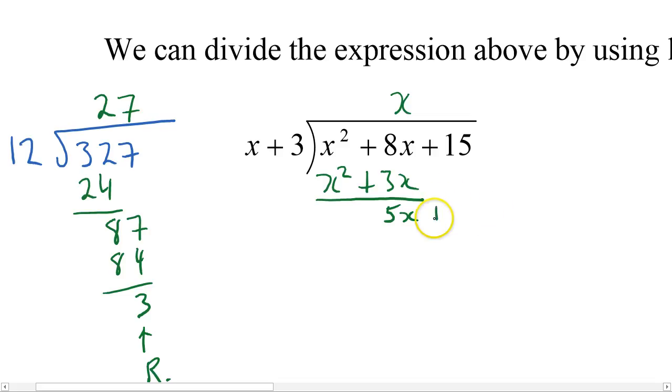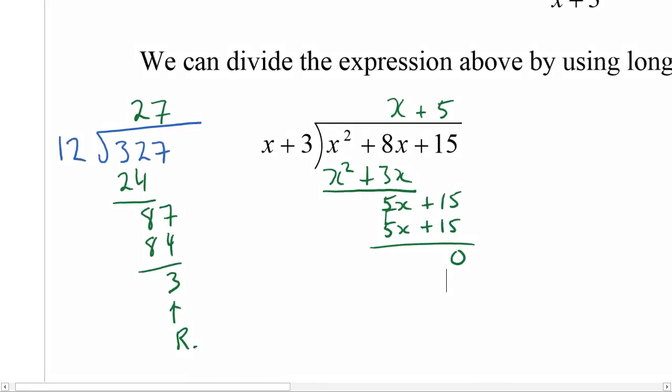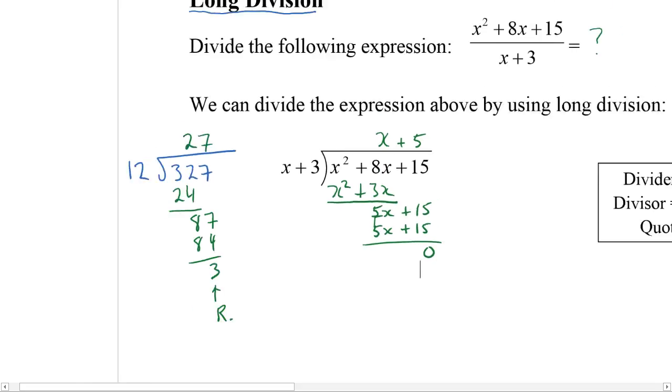Now I'm going to bring down that 15. I'm going to say, okay, now how many times does x plus 3 go into 5x plus 15? Well, it goes nicely. It goes 5 times. And it works out evenly because 5 times x plus 3 is 5x plus 15, leaving a remainder of 0. Okay, so in my example on the left here, I had a remainder of 3, and in this one I had a remainder of 0, so it worked out nicely.